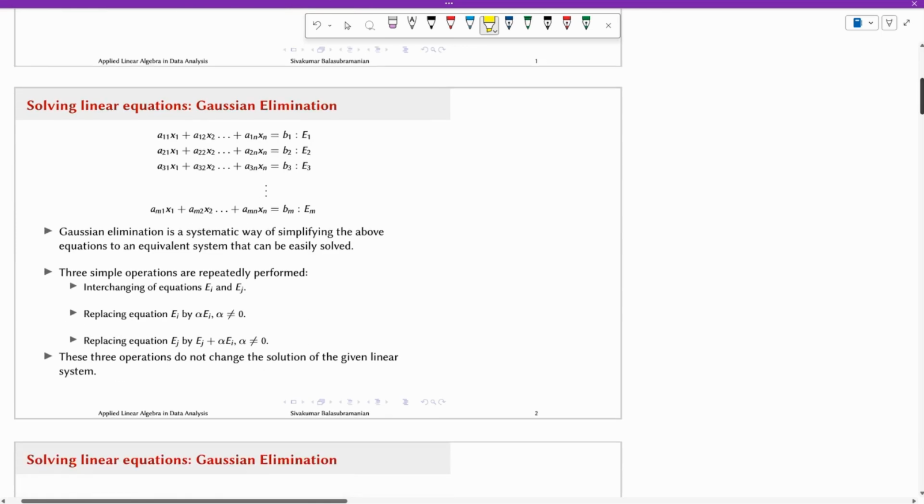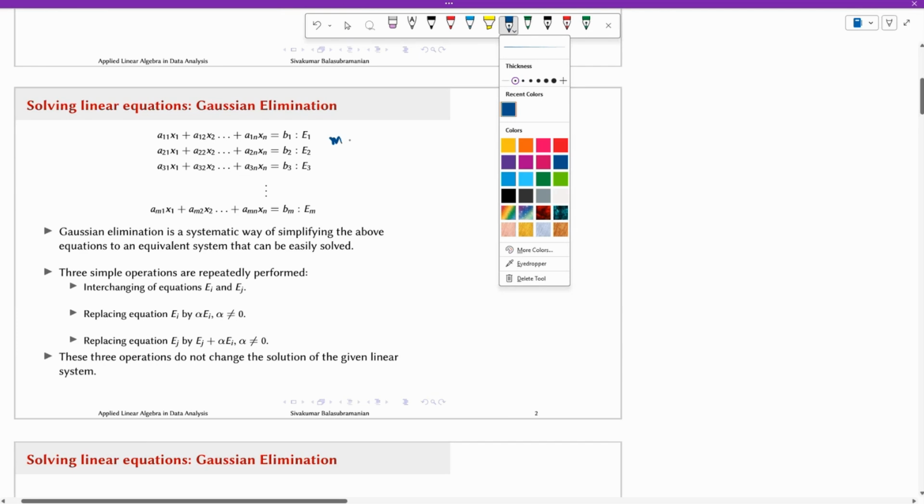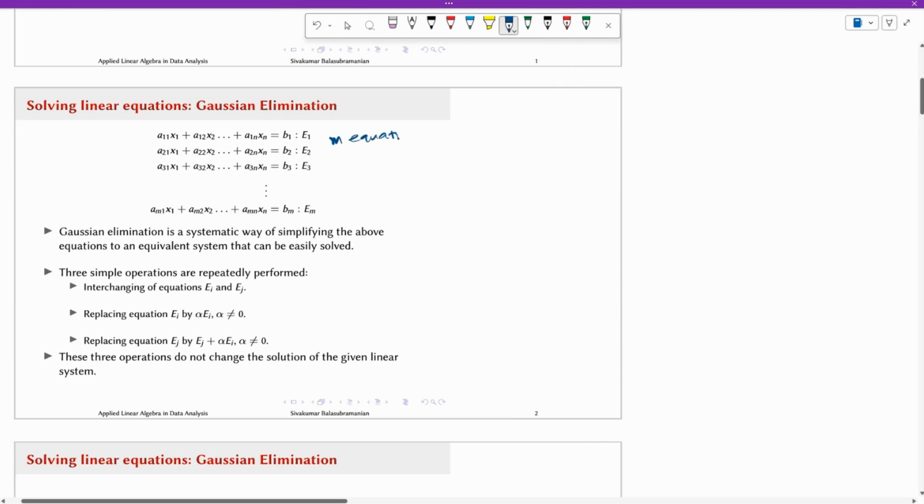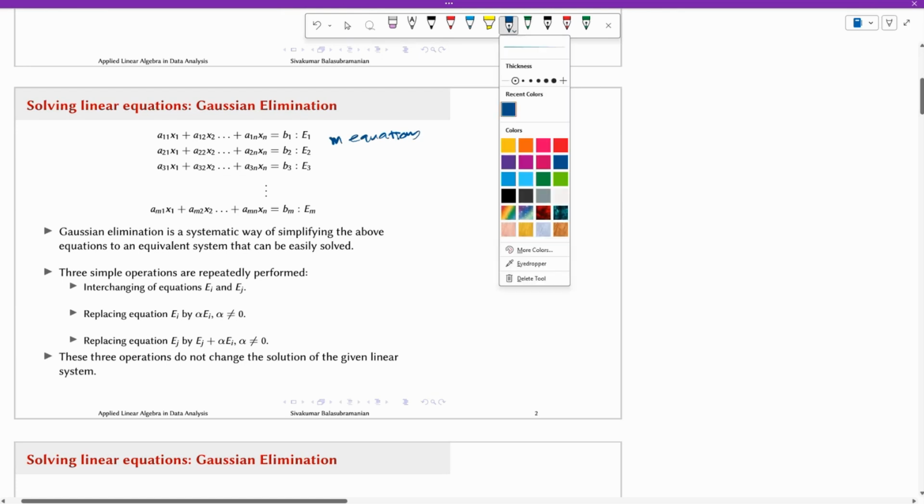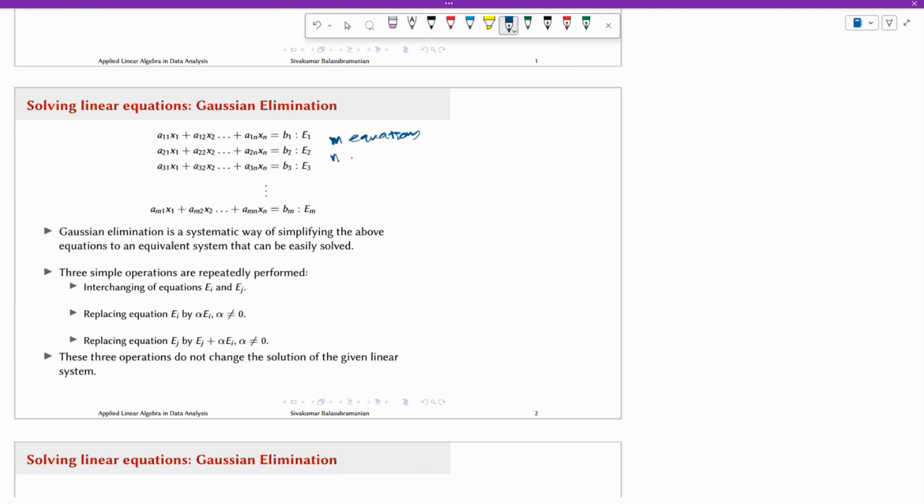We're dealing with a set of equations like this. Here I've written M equations and N unknowns. So we can write it as AX equals B. What do we know about the shapes of these?